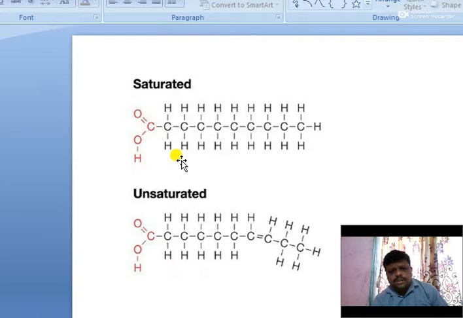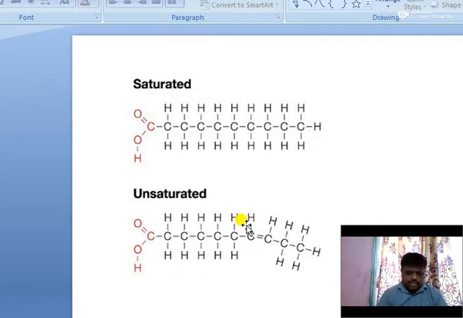Fatty acids are nothing but a long chain of hydrocarbon, and these fatty acids end with the COOH. But the basic difference between the saturated and the unsaturated fatty acids is the double bond present between the carbon atoms. The unsaturated fatty acid shows the presence of a double bond between the two carbon atoms, while the saturated fatty acid lacks a double bond between the two carbon atoms.